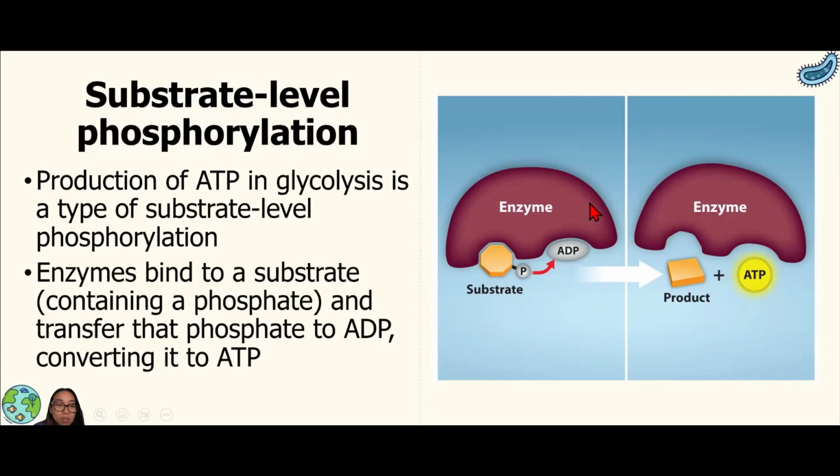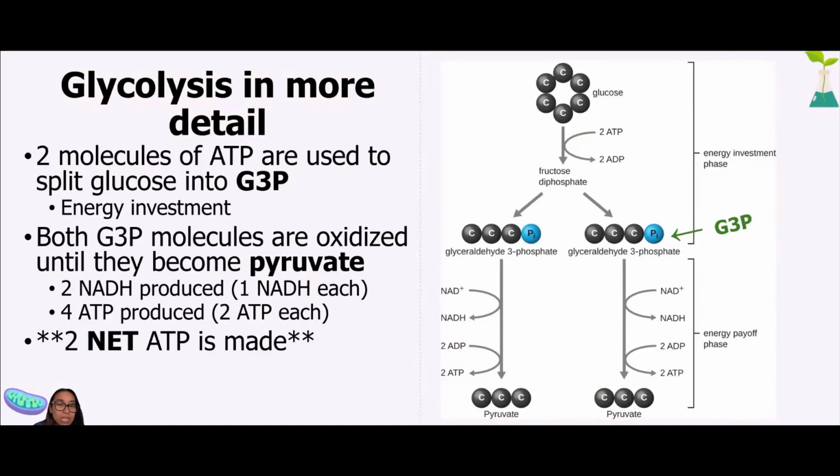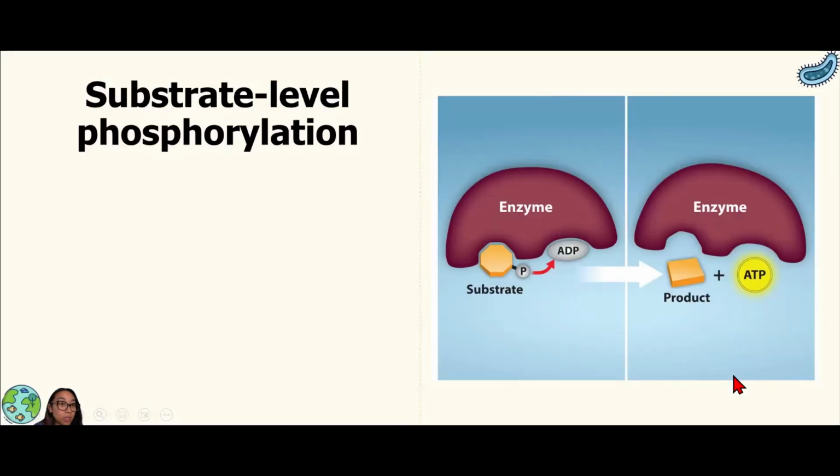So the enzymes that are involved bind to a substrate that has a phosphate group, and that phosphate group gets transferred to ADP and converts that ADP into ATP. And so that is essentially what is happening in this last half of glycolysis. And as you can see, that's exactly where that phosphate goes. So as you can see, there's a phosphate here and a phosphate there. That's why that phosphate disappears, because of substrate level phosphorylation.